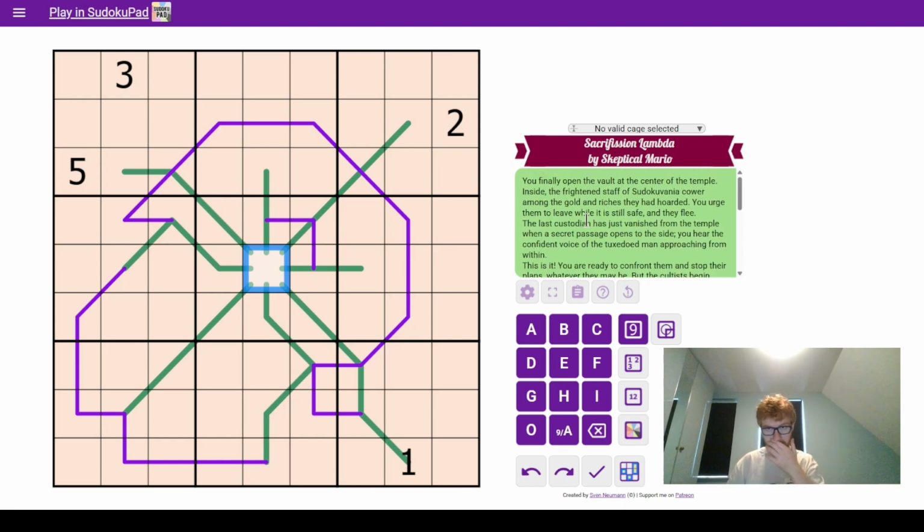Okay, now let's go through the logic. You finally open the vault at the center of the temple. Inside, the frightened staff of Sudokuvania cower among the gold and riches they had hoarded. You urge them to leave while it is still safe, and they flee. The last custodian has just vanished from the temple when a secret passage opens to the side.